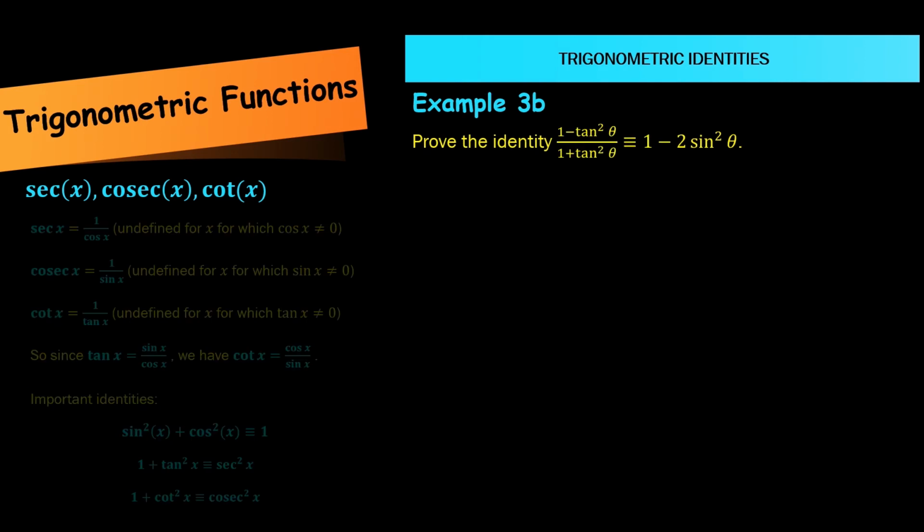And now for part B. We are required to prove the identity 1 minus tan² all over 1 plus tan² is identical to 1 minus 2 sine². So let's prove this. We're going to begin with the left-hand side and start to simplify it.